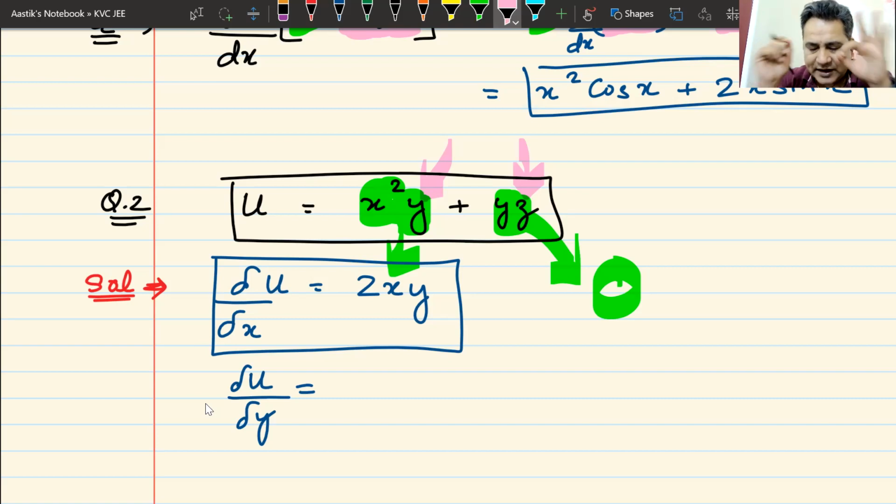But now I have to find the partial derivative with respect to y. So the x partial derivative goes away. I don't have to think about the x partial derivative. I have to only find the partial derivative of y with respect to y, which is 1, multiplied by the original function, which is x squared. So the first will be simply x squared multiplied by the partial derivative of y, which is 1, plus y multiplied by the partial derivative of x squared, which is 0. So the only thing that remains is x squared.